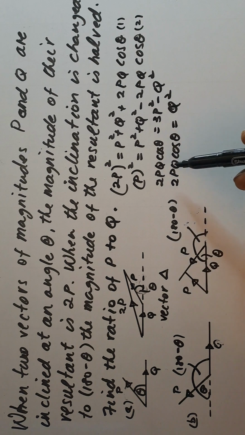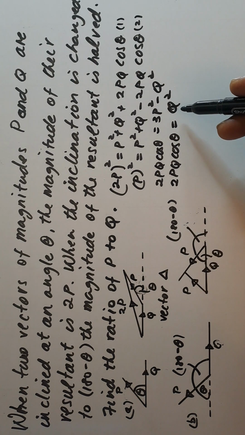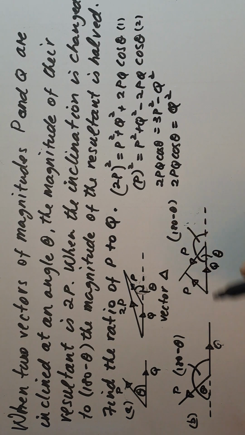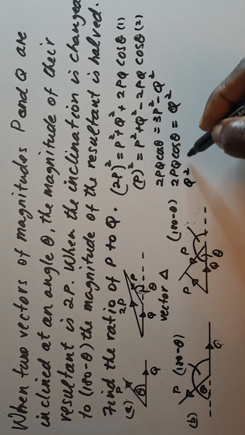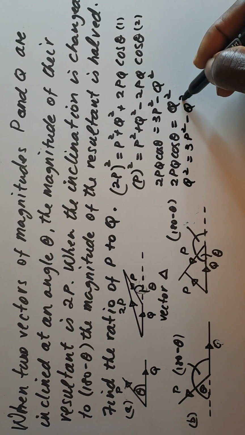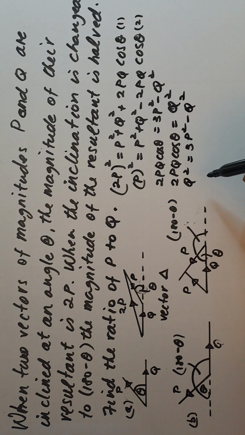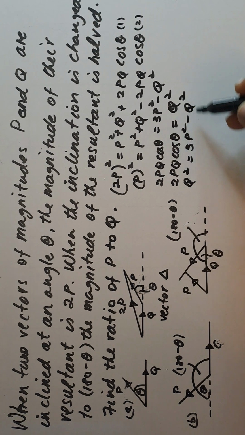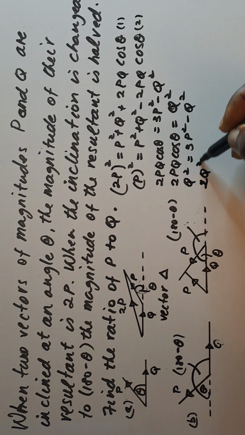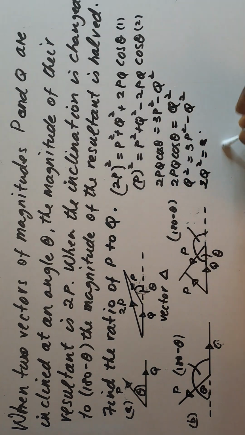Now we can simplify this. If both of these are equal to 2pq cosine theta, then we can write that q squared is equal to 3p squared minus q squared. So q squared is equal to 3p squared minus q squared. And if you simplify this, if we move this minus q squared over to the left, we have 2q squared is equal to 3p squared.